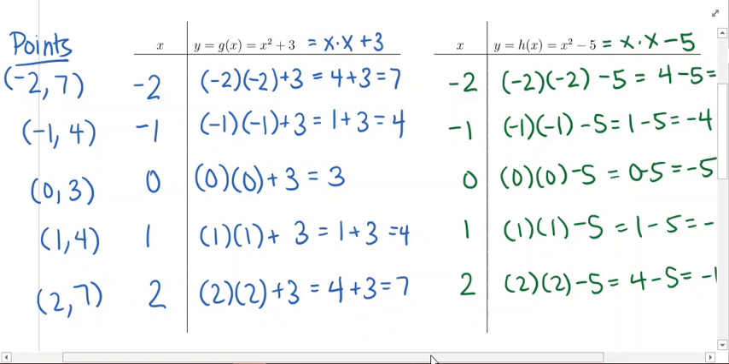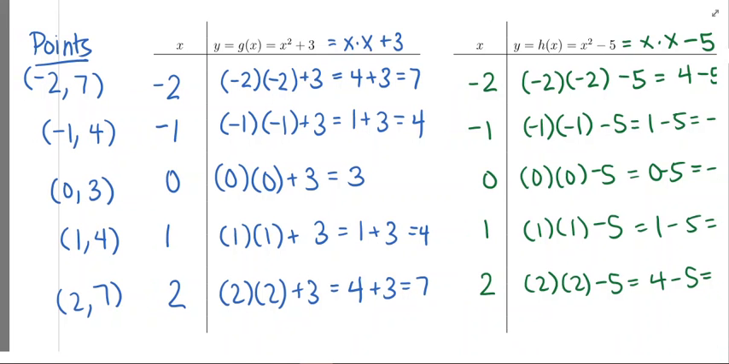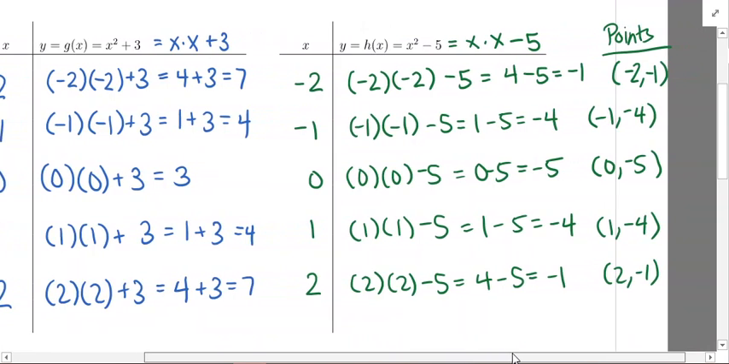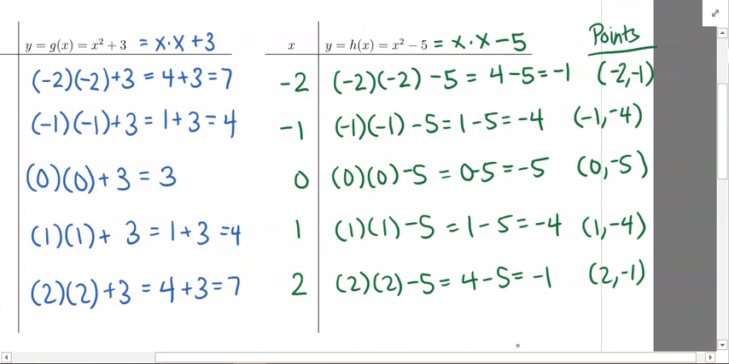If you go to the next table, let's look at the table of values for h of x is equal to x squared minus 5. Again, that is the same thing as x times x minus 5. I chose the same x values, negative 2, negative 1, 0, 1, and 2. You would just take each x value, multiply it by itself, and then subtract 5 from the result. So again, I end up with 5 good points to plot.